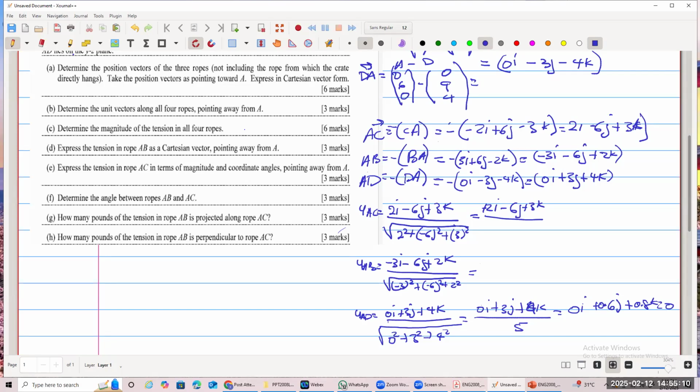So it is minus 3I minus 6J plus 2K. What's the square root of 3 squared plus 6 squared plus 2 squared? Is that 7? Yes, sir, 49, so it's 7. And then what's the unit vector? And what's the next one up top here? 2 squared is 4 plus 36. How much is that?